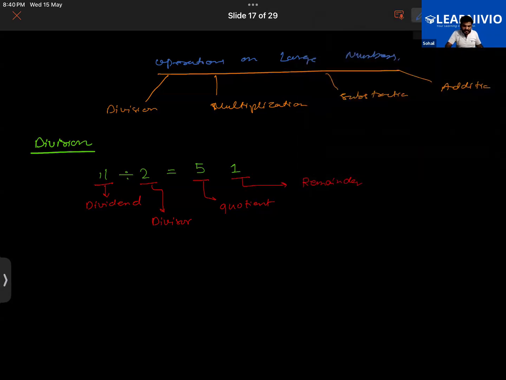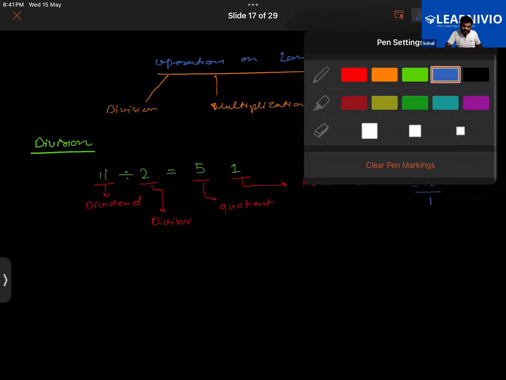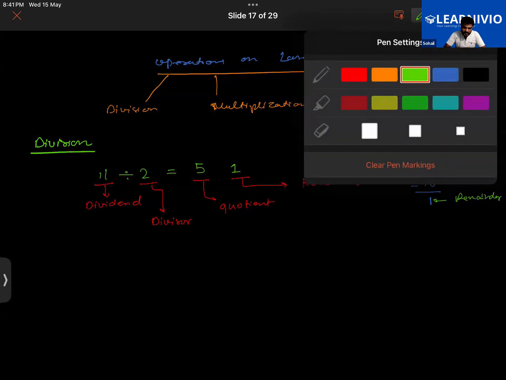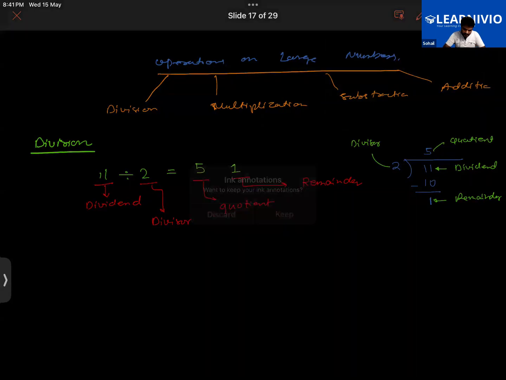Another way to look at it is like this. You have 11 and the number 2. 2 fives are 10. Now subtract it. After subtraction, 1 is left. So 11 was the dividend, 2 is the divisor, 5 is the quotient, and 1 is the remainder. Is that clear to everyone?